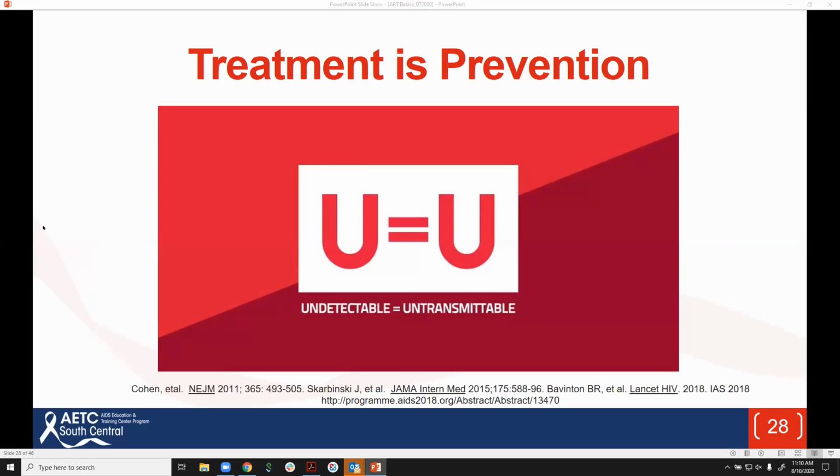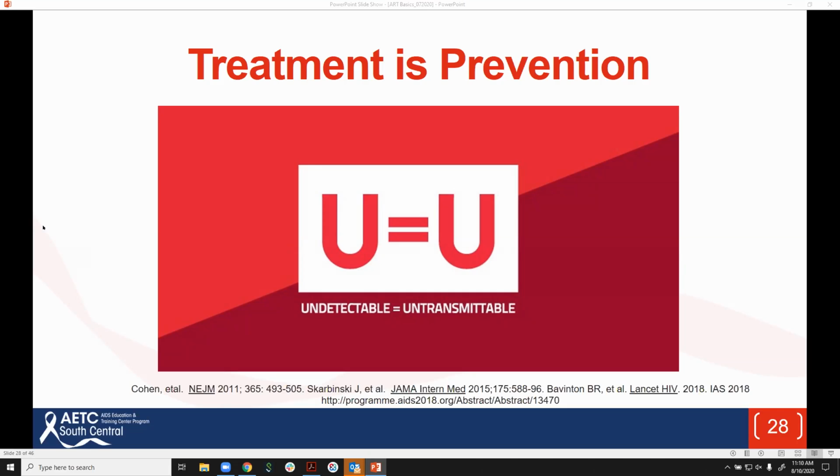Really important, the U equals U. So in addition to HIV treatment suppressing the viral load for a patient, which helps reduce inflammation and preserve or restore the CD4 count, in addition, treatment is prevention.